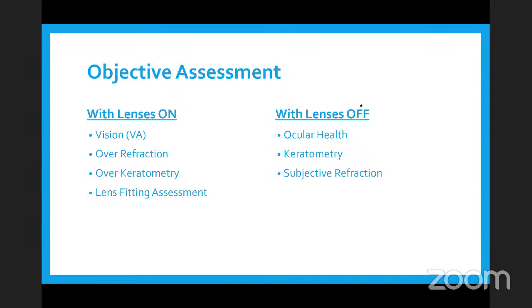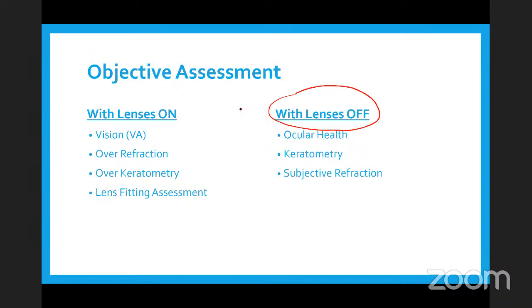Put in the fluorescein if required in terms of RGP fitting, not in soft without fluorescein, of course. With RGP, you have to put in the fluorescein and check the tear prism between the lens and the cornea, and it is very, very important. Once you have finished with the on-lens objective assessment, then you proceed with the assessment with lenses off.